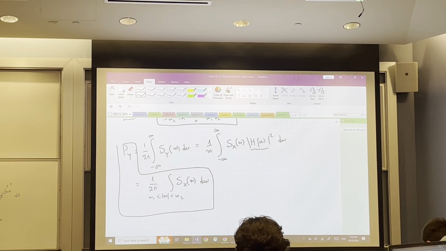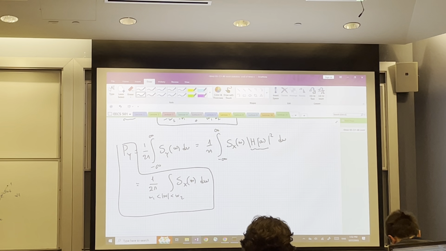Other questions regarding this development? What is power spectral density? Yes? Not exactly on this, but in terms of real life applications, how often are our signals wide sense stationary? Very often. Very, very often. This is the standard assumption.